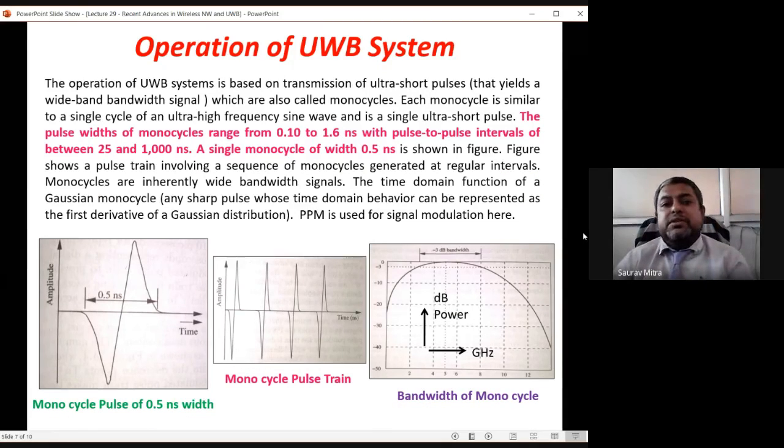Then comes a very important thing. If operation of UWB is asked, you have to explain this very narrow pulse, which is 0.5 nanosecond, a somewhat sinusoidal waveform, and this is the monopulse cycle train modulated waveform, and this is the bandwidth of the monopulse. As the monopulse is of very short duration, 0.5 nanosecond, the bandwidth goes into gigahertz, that we are finding.